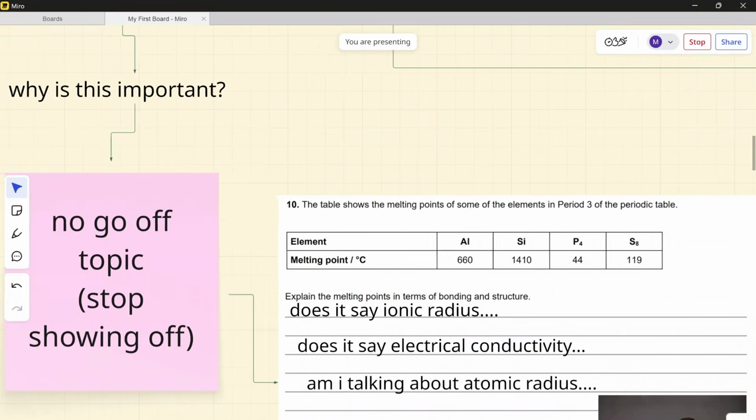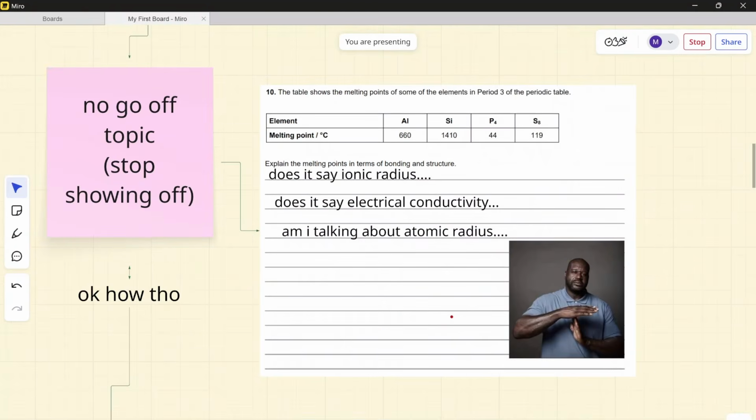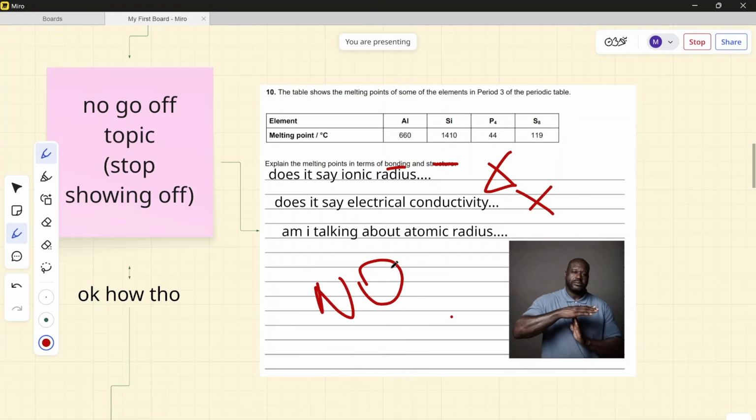Let me just give you an example, okay? We have this beautiful question here. Explain melting points in terms of bonding and structure. Does it say ionic radius? No. Does it say electrical conductivity? No. Does it tell us to talk about atomic radius? No. Okay guys, so then why am I seeing some people talk about electrical conductivity? Again, why am I seeing you guys talk about things that the question doesn't want you to talk about?